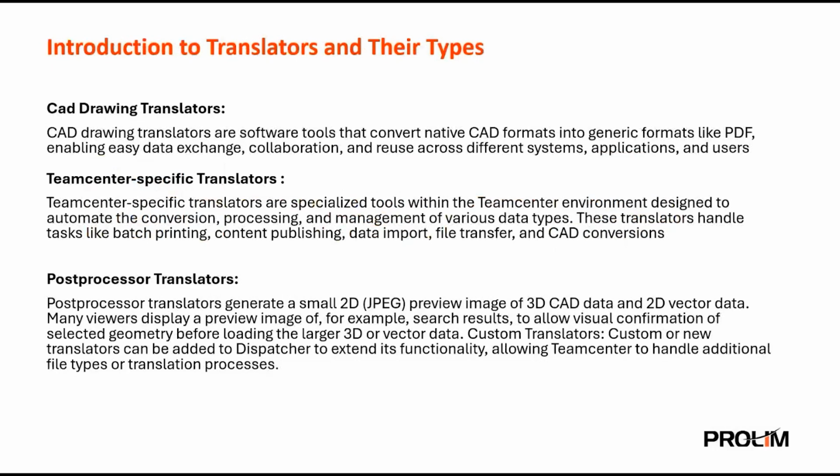The second one, CAD drawing translators. CAD drawing translators, example like NX to CGM Direct, allow for the conversion of 2D drawings from one CAD format to another format, such as from DWG to PDF. Teamcenter specific translators, examples like FMS Transfer, MMV Index, GEN, are designed to handle data integration and indexing within the Teamcenter environment. They ensure that data can be transferred seamlessly between Teamcenter and other systems.